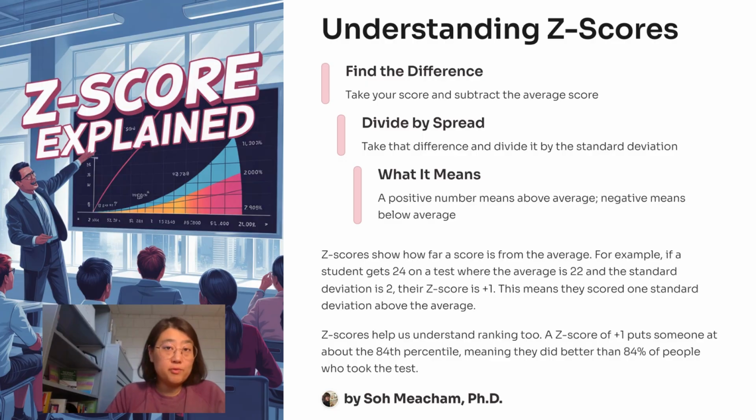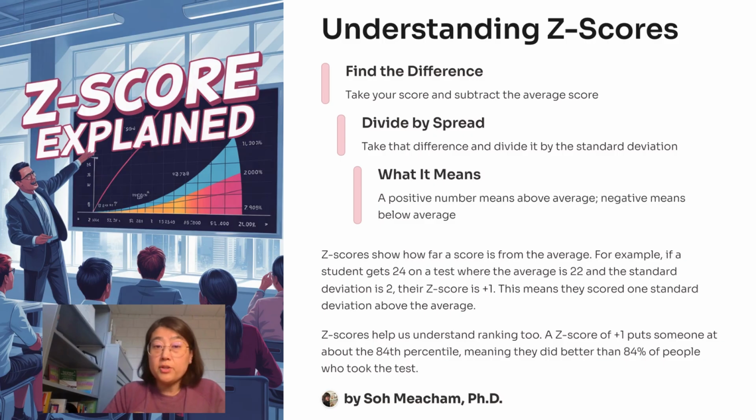Sometimes we want to compare individual student scores to the overall group. That's where the z-score comes in. A z-score tells you how many standard deviations a particular score is from the mean. For example, if a student scored 24 on that ACT and the mean is 22 with a standard deviation of 2, we'd calculate the z-score by taking the student's score, subtracting the mean, and dividing by the standard deviation. That gives us a z-score of plus 1. This tells us that the student scored one standard deviation above the mean.